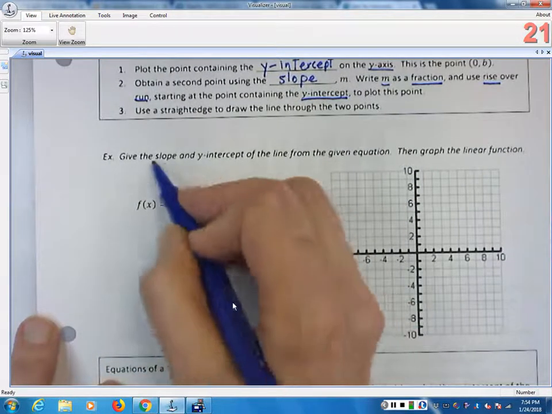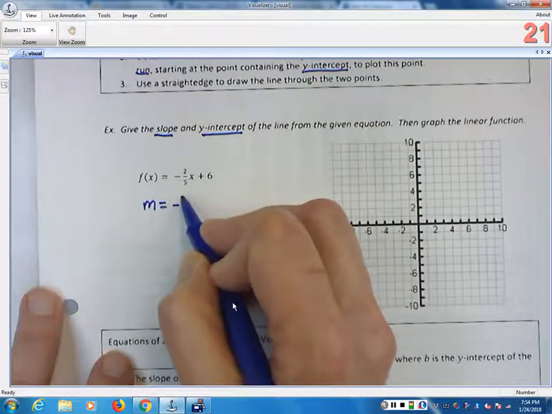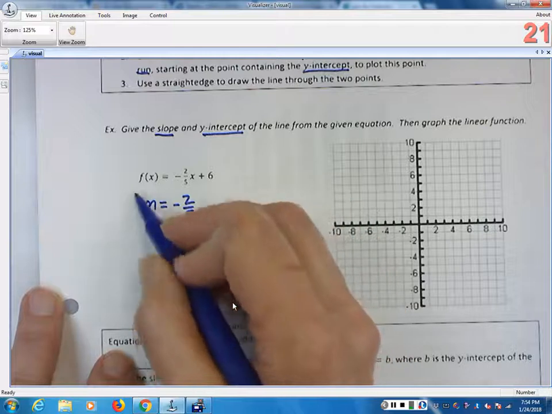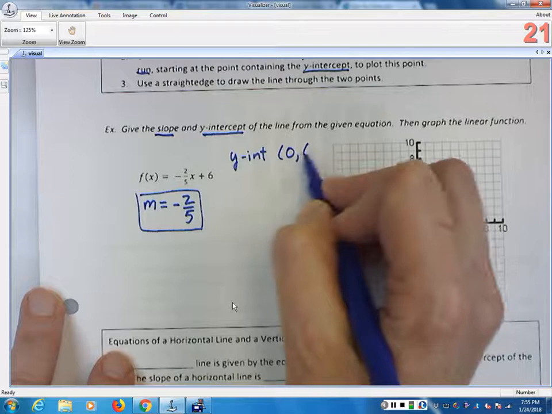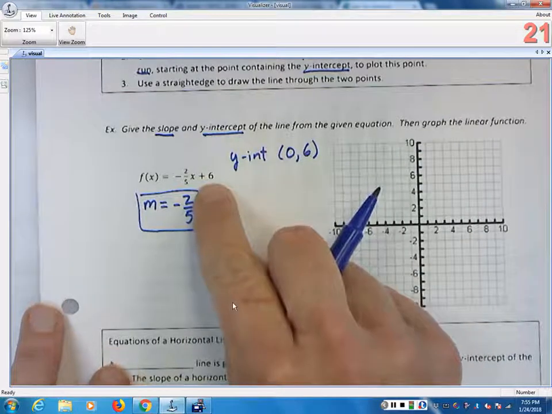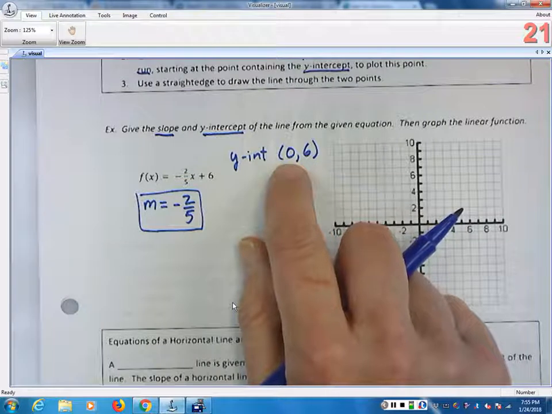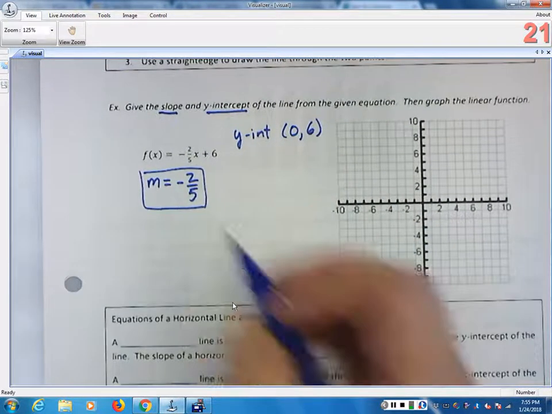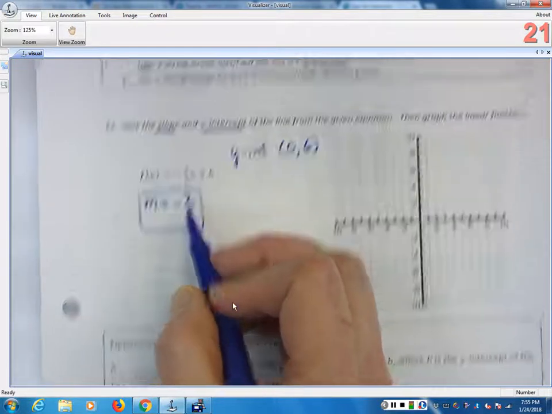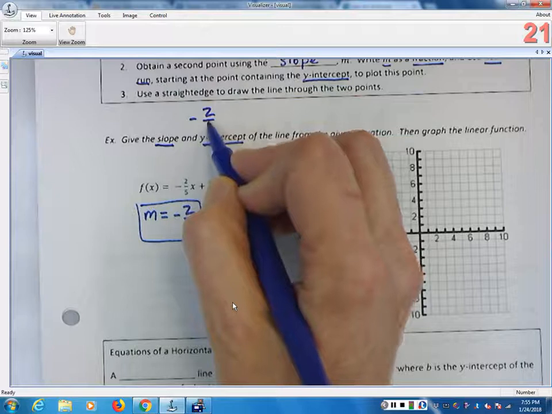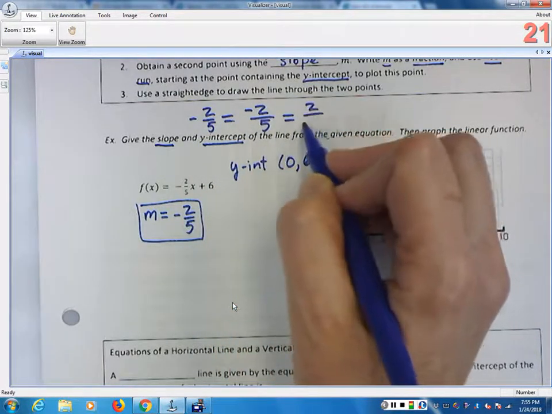Okay, so give the slope and the y-intercept. So the slope is minus 2/5. That's one answer. The y-intercept is (0, 6). When you put in 0, you get 6. I want the ordered pair for the y-intercept. And when we're doing the slope, we can put the negative sign, negative 2/5 is the same as negative 2 over 5, is the same as 2 over negative 5.